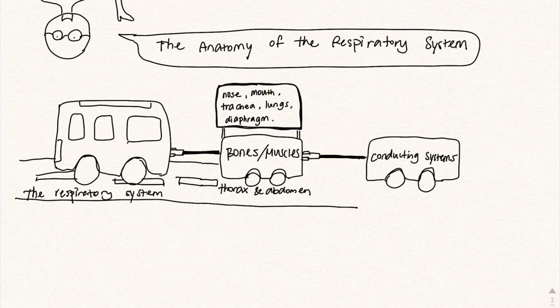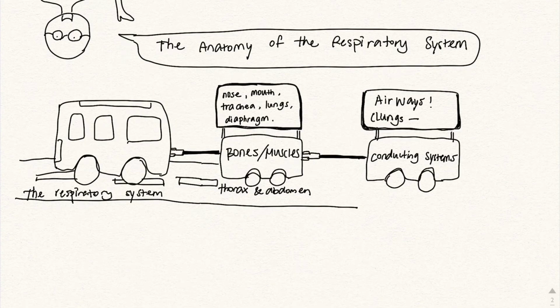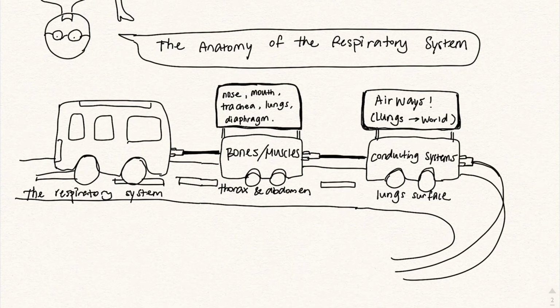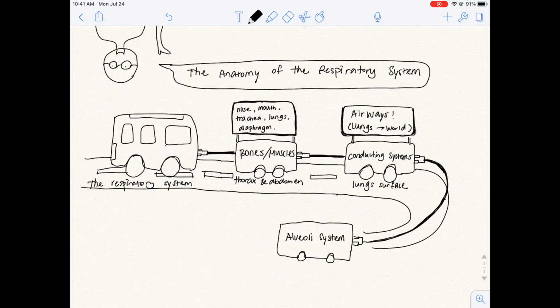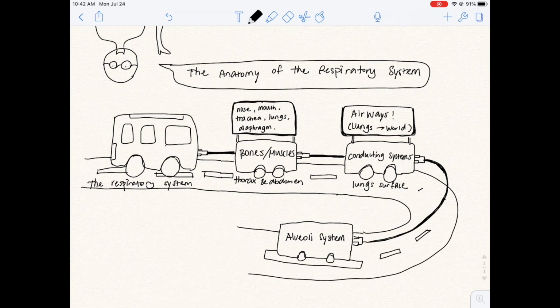Next, the second structure is the conducting systems. These are airways that lead to the external environment from the exchange surface in the lungs. And then the third structure is the alveoli system. Alveoli are tiny air sacs within the lungs where gas exchange happens. Think of these as tiny balloons where oxygen and carbon dioxide are exchanged between the air and the blood. This process fuels our body with oxygen and helps us get rid of carbon dioxide.